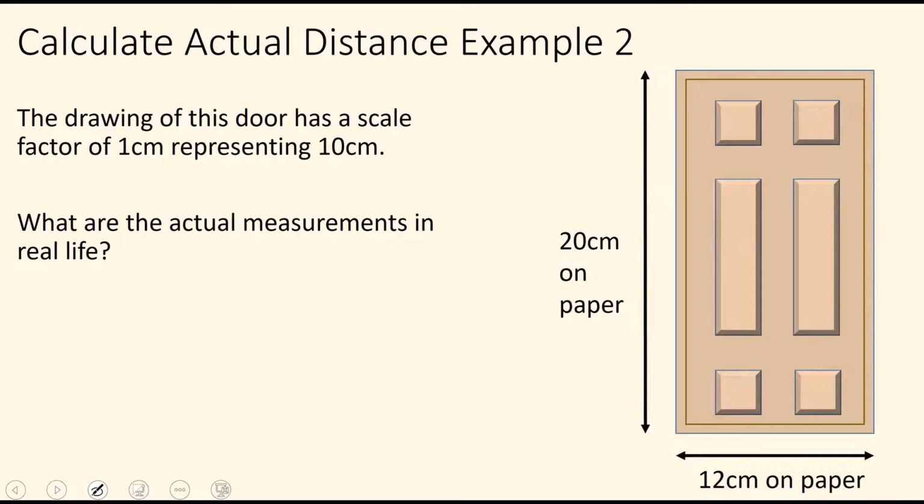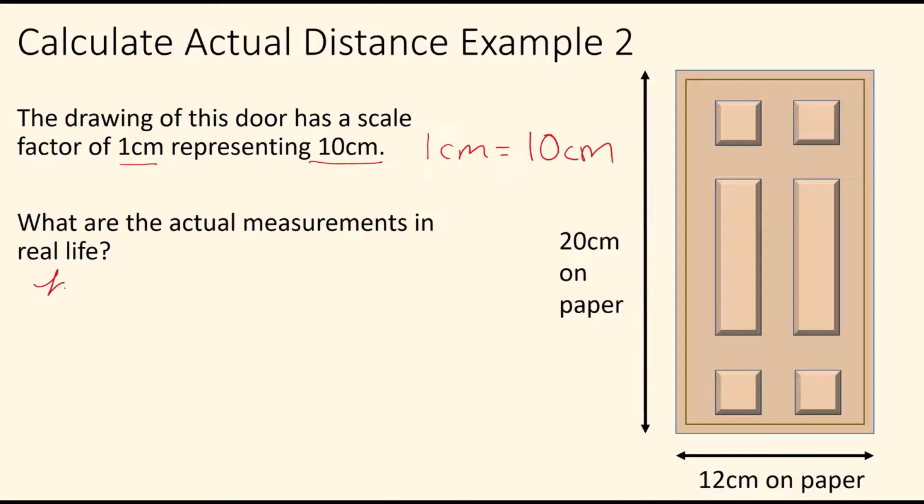Let's take a look at another one. Calculate actual distance. Example 2. The drawing of this door has a scale factor of 1 centimetre representing 10 centimetres. So for every 1 centimetre on the drawing, in real life it's actually 10 centimetres, so it's 10 times bigger. So what are the actual measurements in real life?